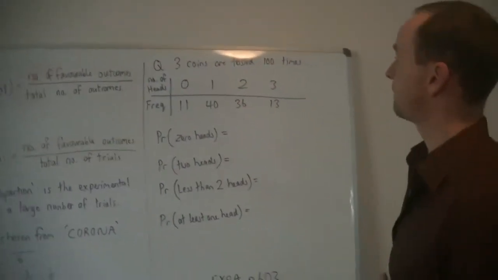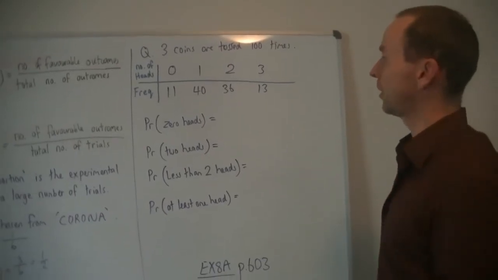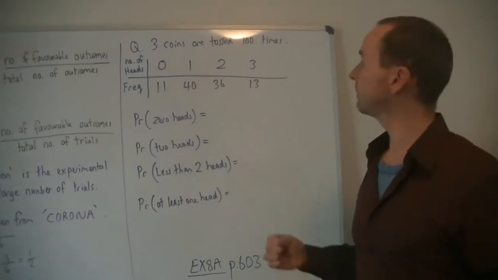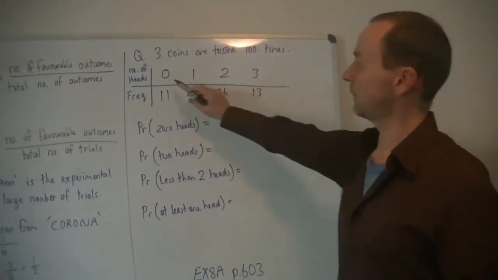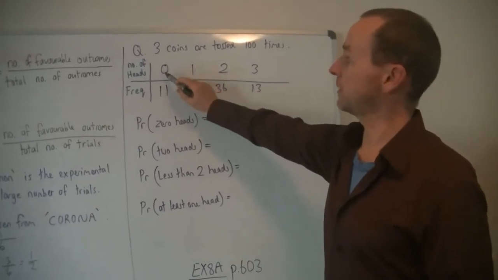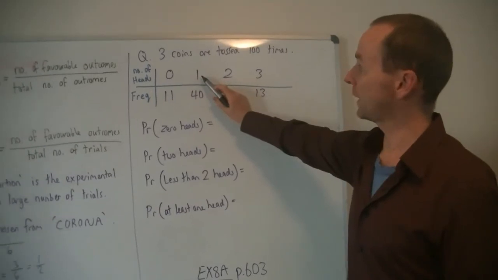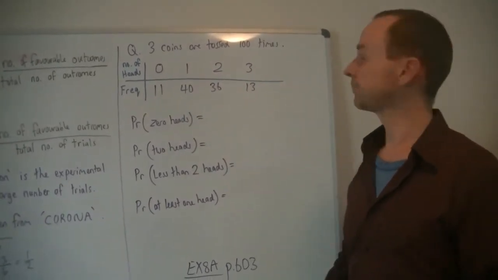And let's go up here. Another question. 3 coins are tossed 100 times. So in our situation, we've got 3 coins. We toss them all together 100 times. And this table lists how many heads we get. How many times do we get no heads out of the 3? We've got 11 times out of the 100. We've got 1 head 40 times, 2 heads 36 times, and 3 heads 13 times.